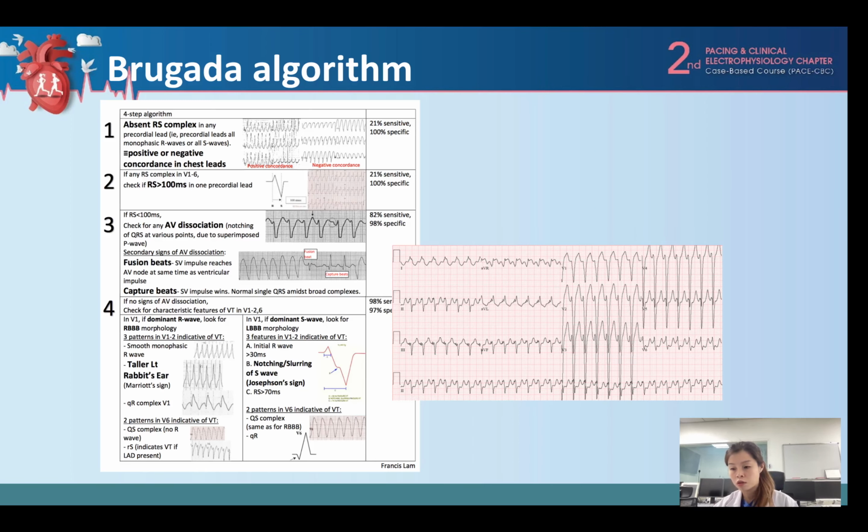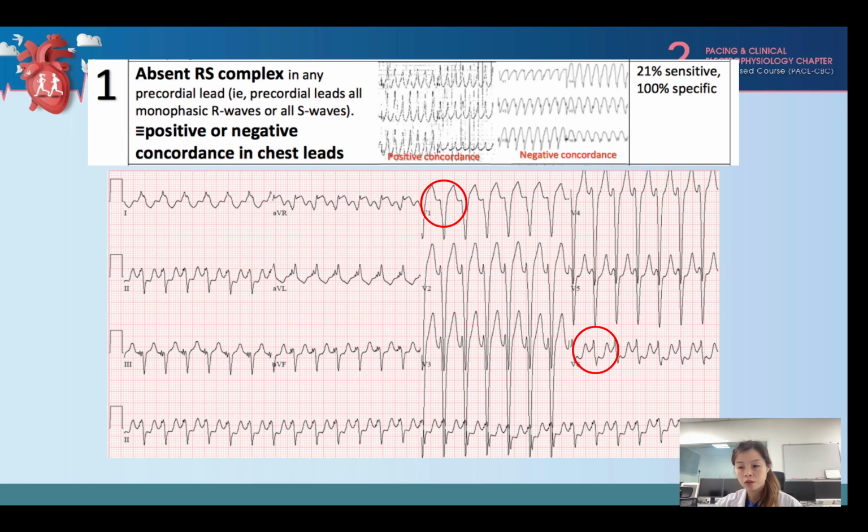We can try to differentiate VT from SVT by Brugada algorithm, one of the most commonly used algorithms. This algorithm tries to differentiate VT from SVT by whether the ventricle is activated via the septum or not. It consists of 4 steps. The first step would be looking for any concordance in the chest leads. In our case, V1 is negative and V6 is positive. There is no positive or negative concordance in the chest leads.